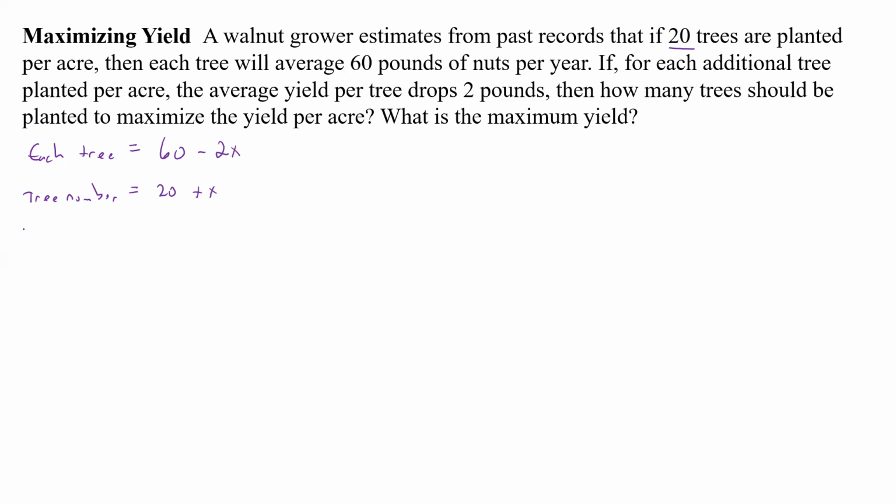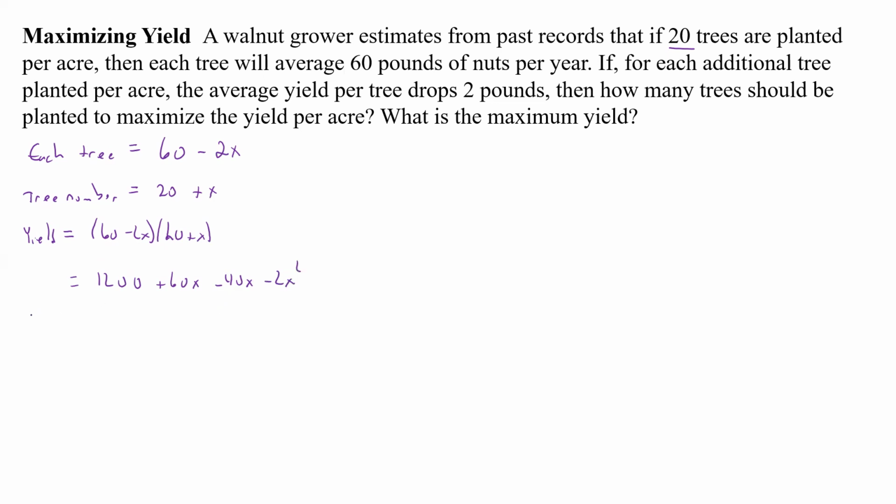So what does that give us? Well, that gives us a yield equal to what? Well, we're going to take this times this. So we have a number of trees times the number of pounds for each tree. And so that's going to be 60 minus 2x, and then we'll have a 20 plus x. And if we multiply that out, 60 times 20, that's going to be 1200. And then we have plus 60x, and then minus 40x, and then minus 2x squared.